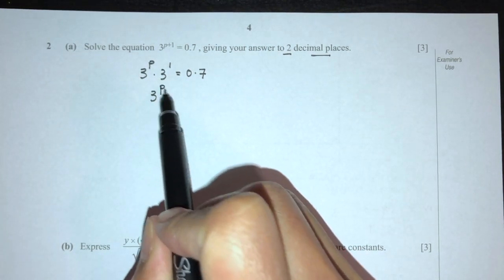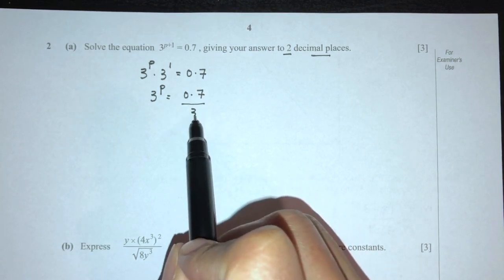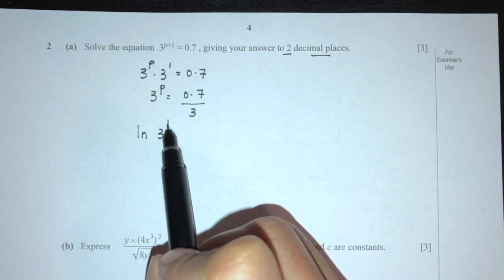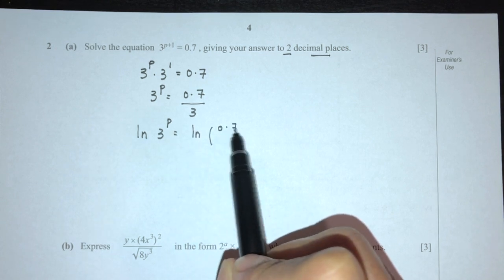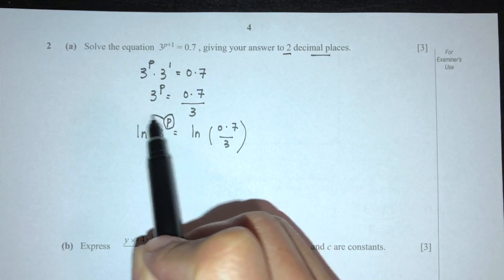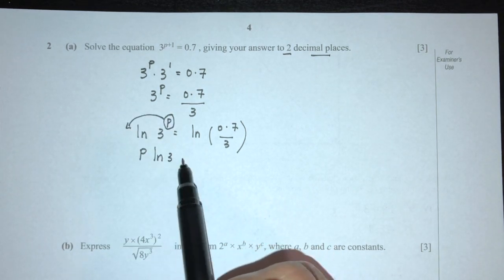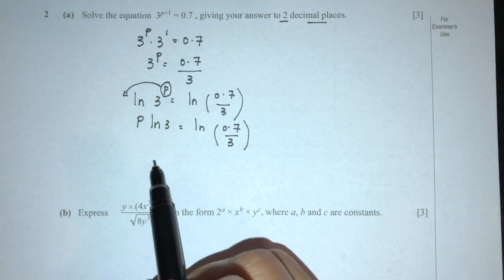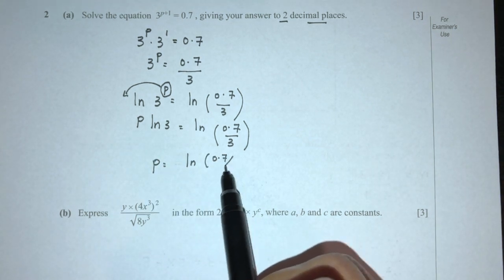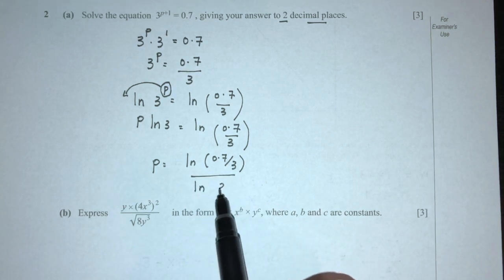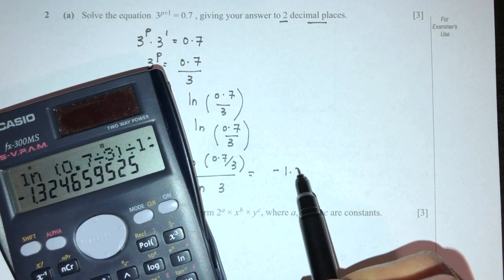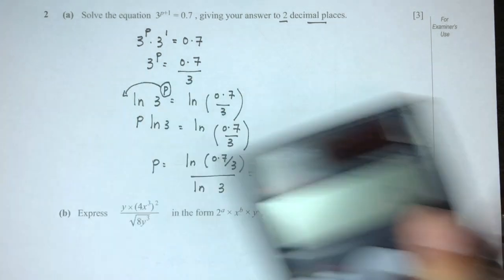So write first 3 power p will be 0.7 divided by 3. So we have to make p become the subject. So we have to apply ln on both sides. That will be ln of 0.7 divided by 3. And this, we can send this in the beginning. You have p ln of 3 is equal to the same value over here. So finally, p will be ln of 0.7 over 3 divided by ln of 3. That will be minus 1.32 to 2 decimal places. That is your answer for part 1.